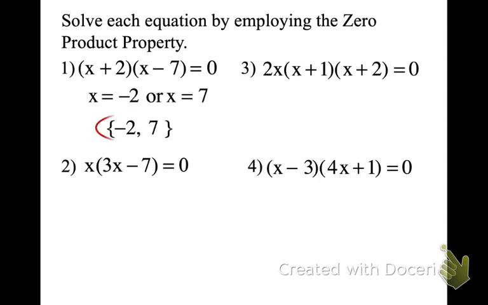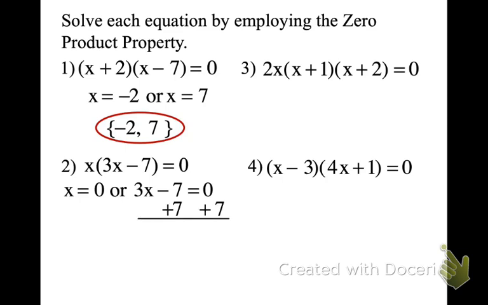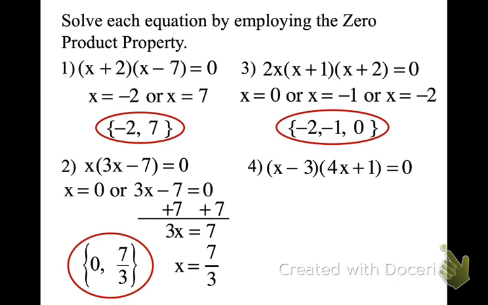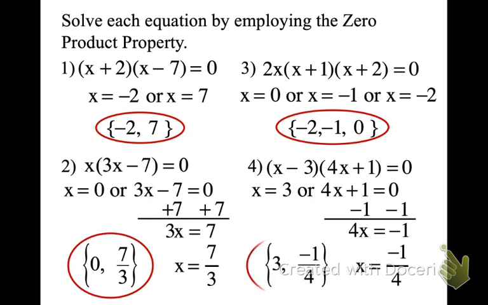Okay, let's check our work. For the first one, you should have had negative 2 and 7. For the second one, you should have 0 and 7 over 3. For the third one, you should have 0, negative 1, and negative 2. And for the last one, you should have 3 and negative 1 over 4.